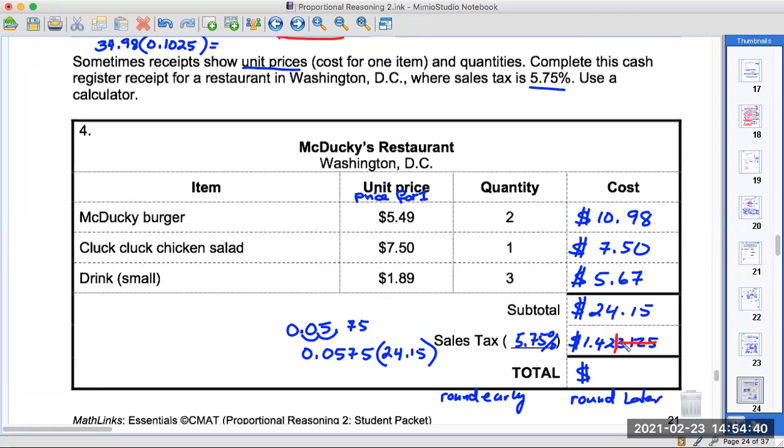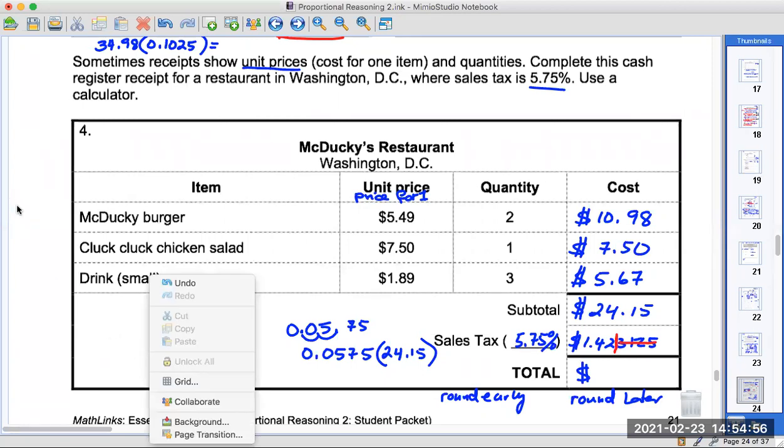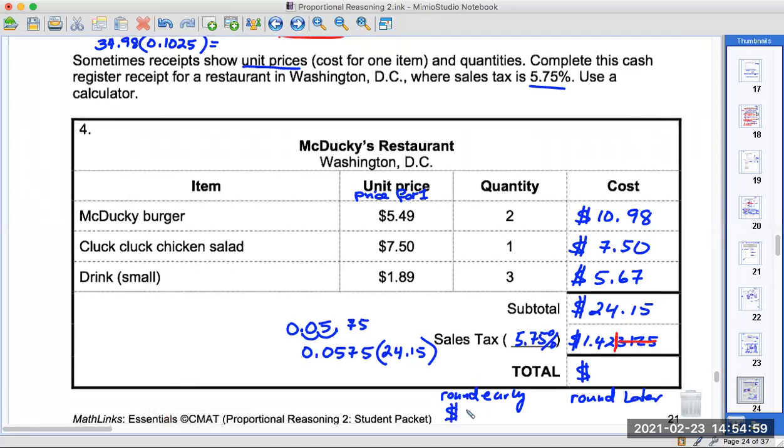Okay, so I'm going to round early and just add these numbers, 24.15 plus $1.42. So now my bill, if I round early, is $25.57. Okay, and now I'm going to reverse this rounding. I'm going to erase that. What was that, 3125? So I'm going to put that back, 3125.